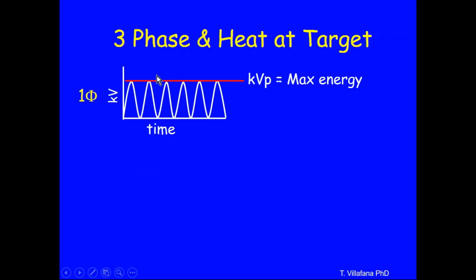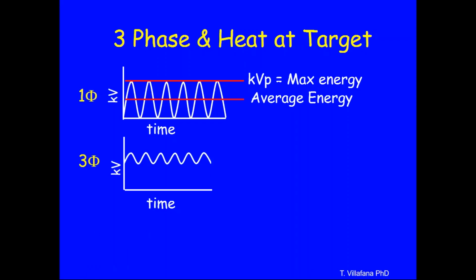And you know that we talk about a kVp, the peak voltage that we're going to be operating at, and that is equal to Emax, the maximum energy. Okay, that's single phase. And you have an average energy that would appear somewhere between 0 and the maximum. I've drawn that in. Now, what if you had three-phase?